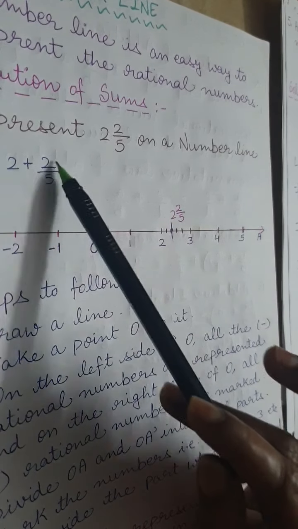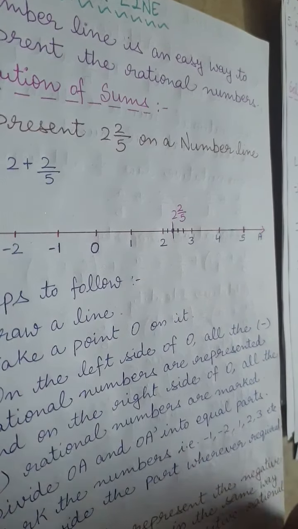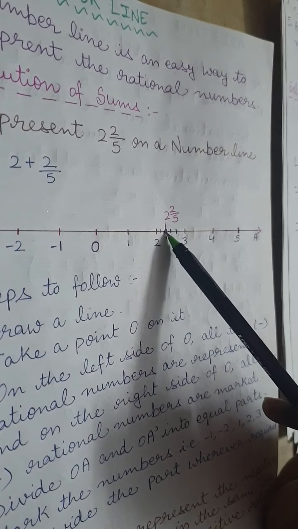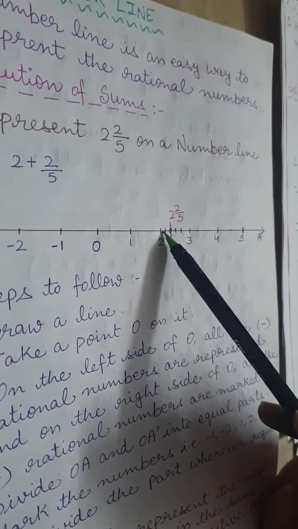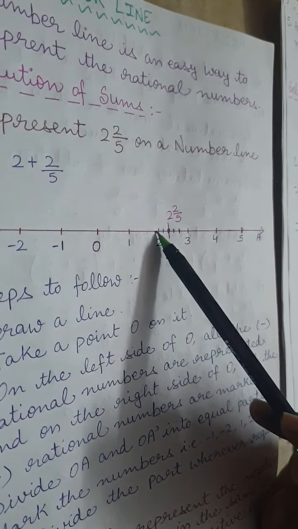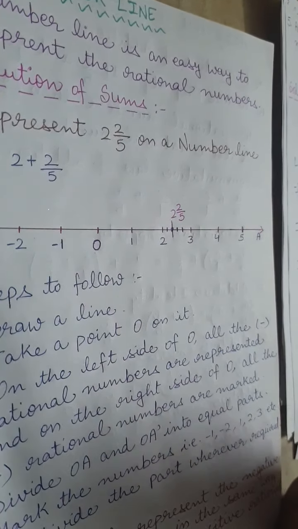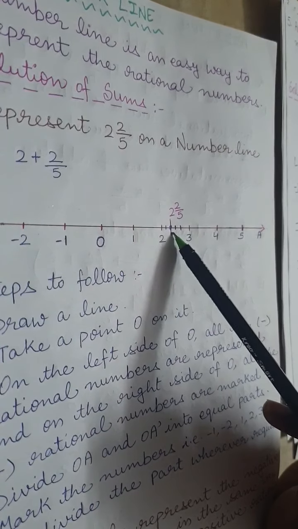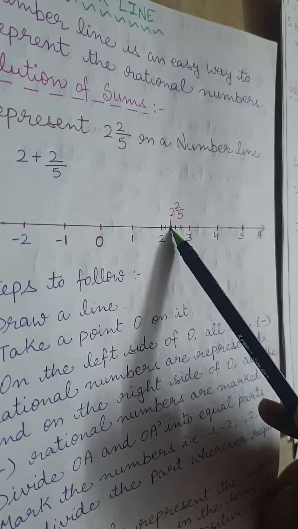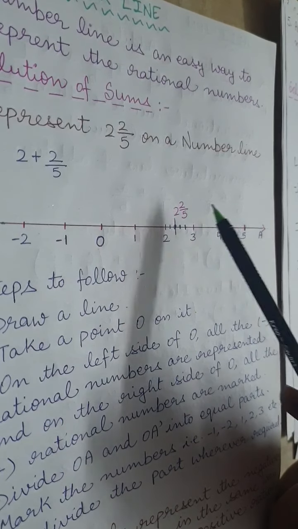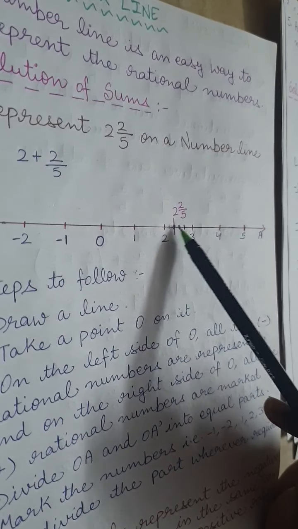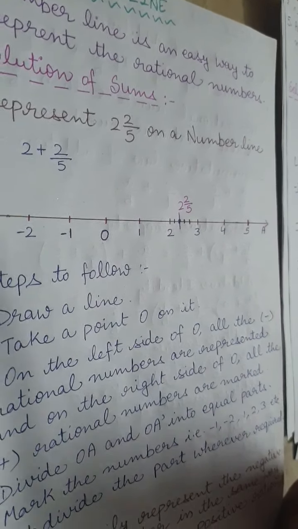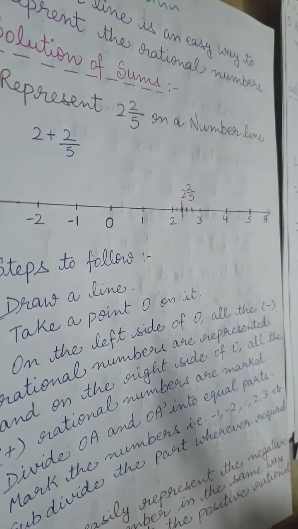We have to represent 2 by 5. So the second part will be the answer. See here, it comes after 2, so it is clear that it is greater than 2 and less than 3. On the second mark we have pointed it, so that's why it represents 2 and 2 by 5. Clear? These steps we have to follow.